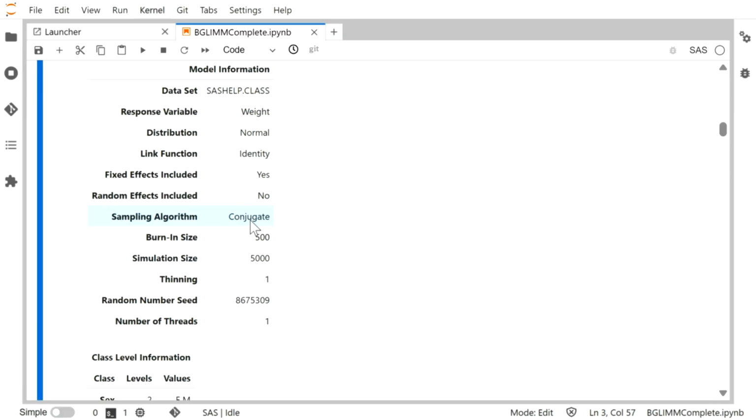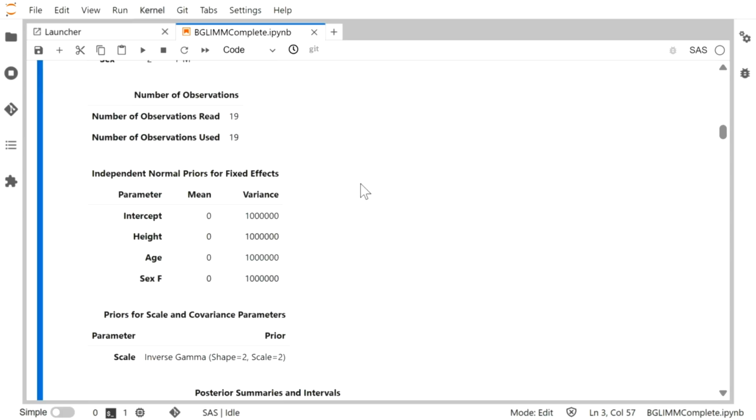But the question is, do I have a long enough saved chain? Is everything else looking okay? That's the reason why I would look at the other diagnostics. The burn-in is automatically at 500. The iteration amount is at 5,000. By the way, remember, SAS separates those. So it'll burn in for 500, then it will iterate for 5,000 more.